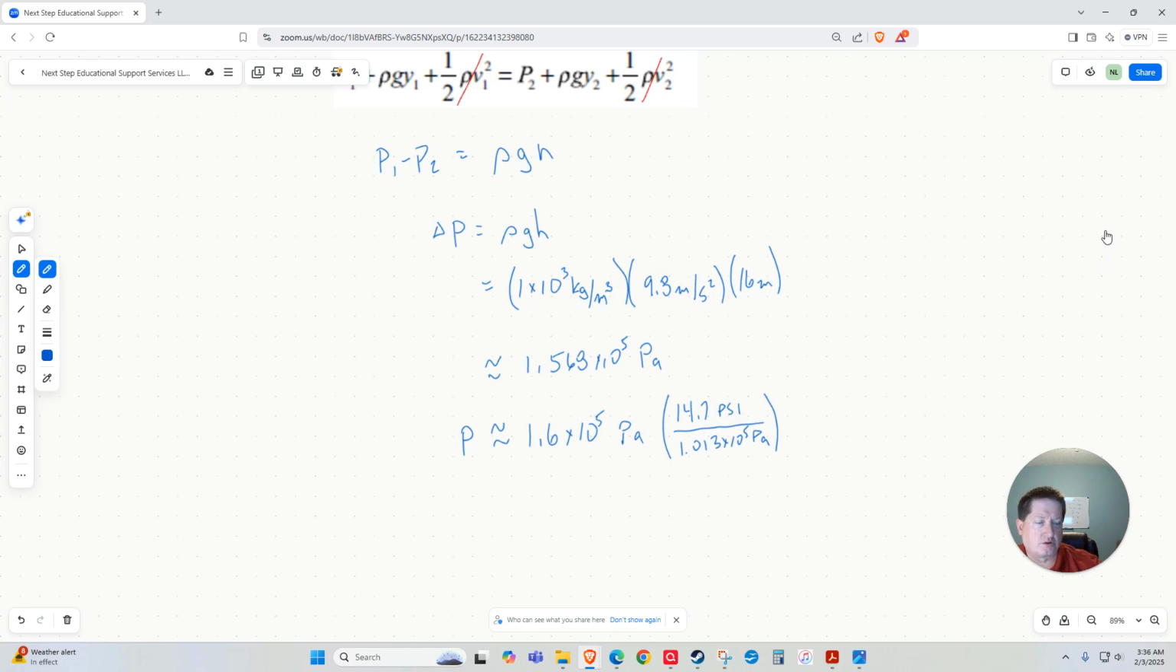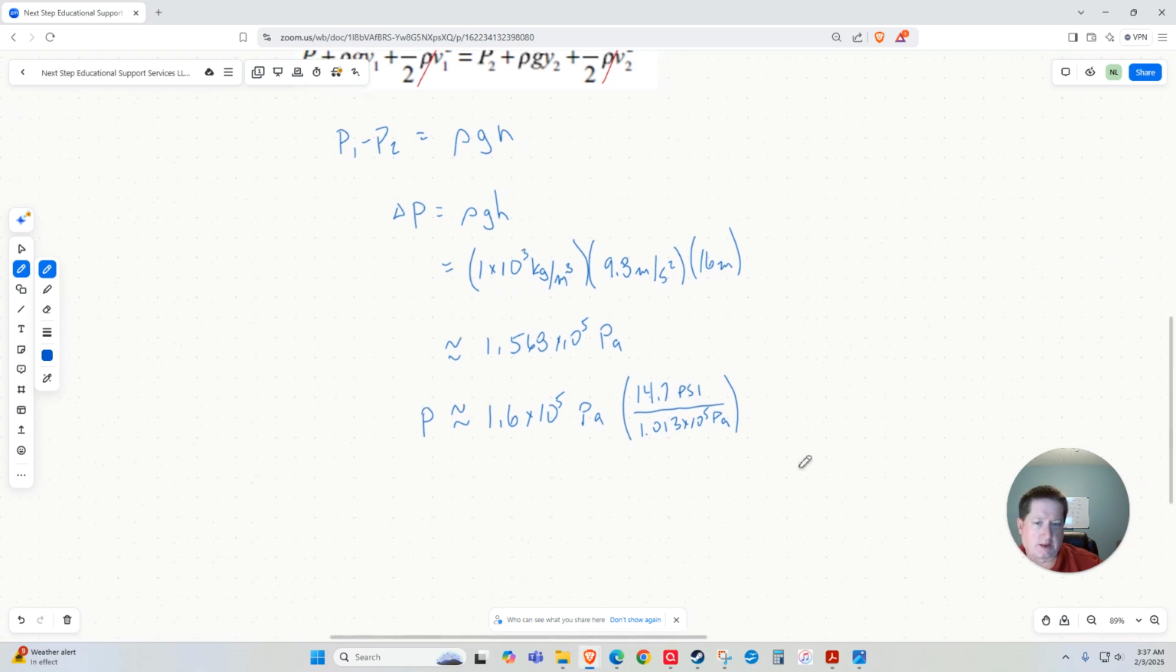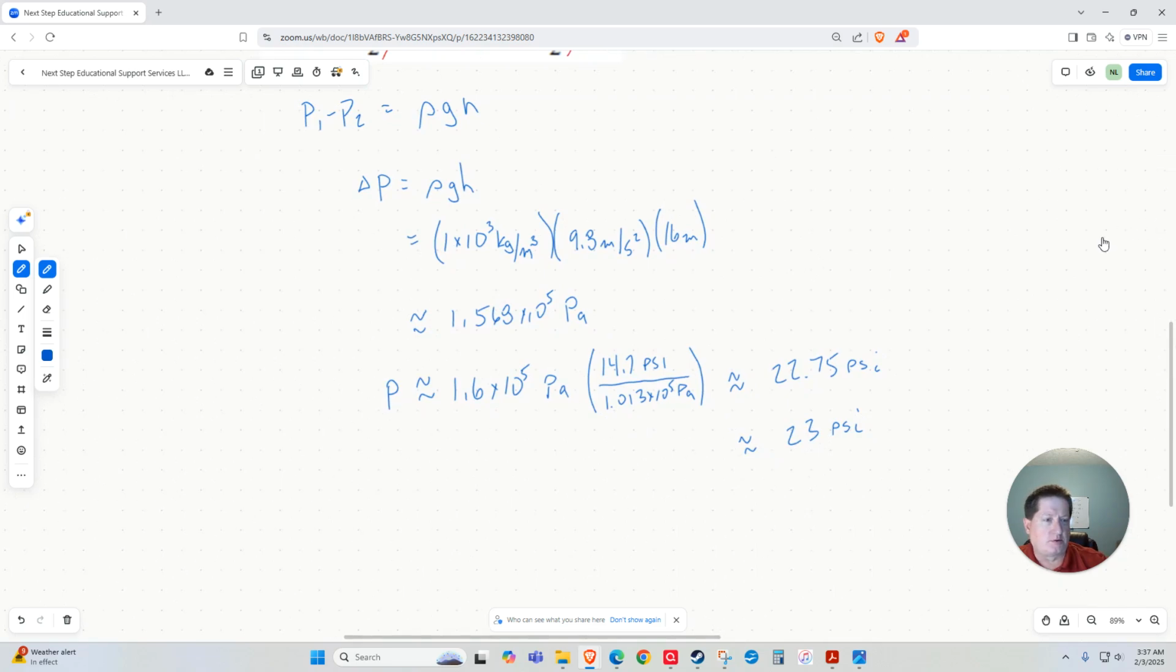Let's go ahead and crunch that out just in case. Now, to be clear, I didn't use this rounded number. I used this extended number with all the digits when I performed this calculation. And when you do that calculation, you get about 22.75 psi. Again, we'd round that to two significant figures and call it 23 psi. And that should do it for this problem. We're on to the next.